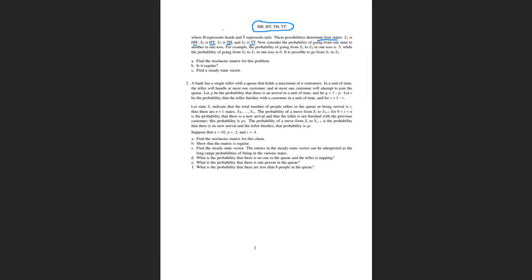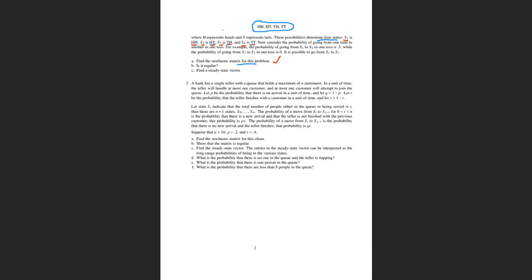And what they want you to do is they talk about states, and find the stochastic matrix for this problem. So there are 4 states: S1, S2, S3, and S4. S1 is the state HH, S2 is the state HT, S3 is the state TH, and S4 is the state TT. So they want you to find a stochastic matrix for this particular problem.